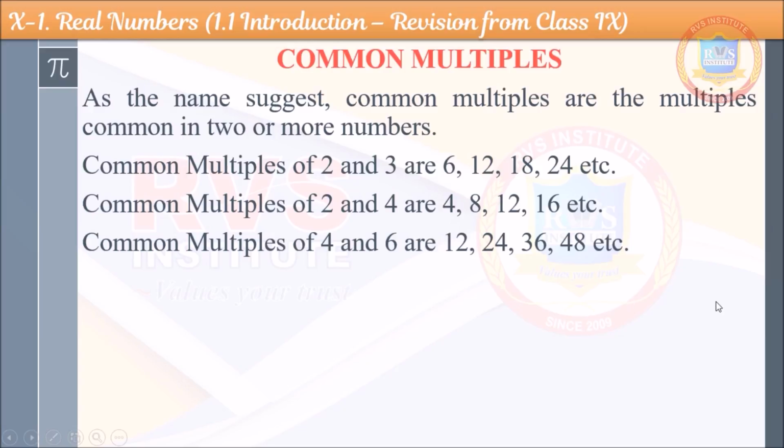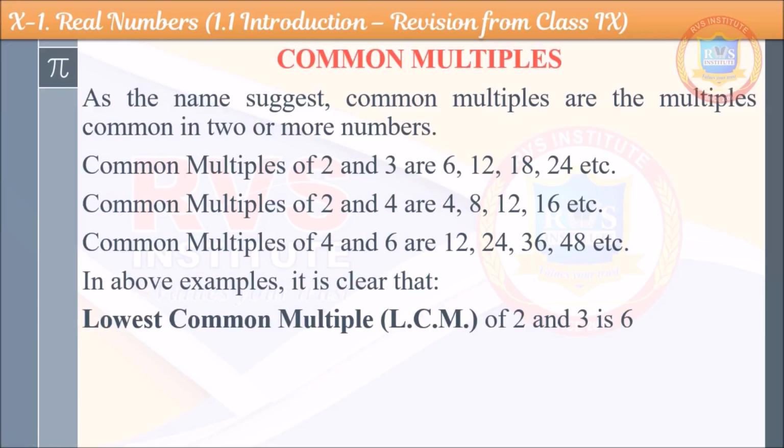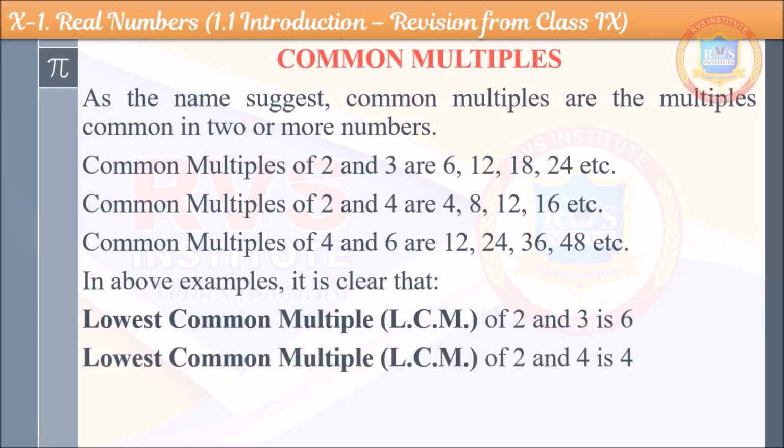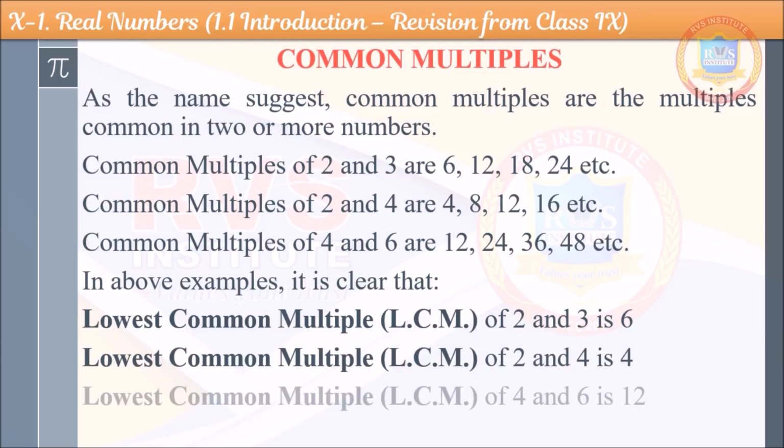Lowest common multiple of 2 and 3 is 6. Lowest common multiple of 2 and 4 is 4. Lowest common multiple of 4 and 6 is 12.